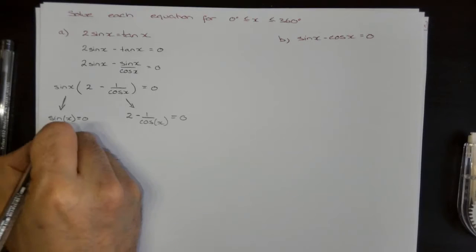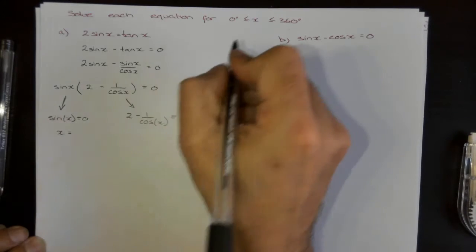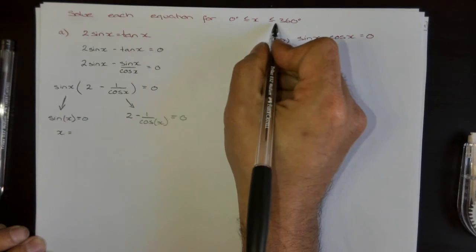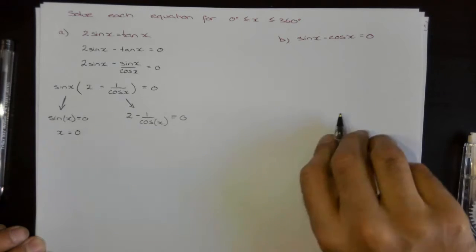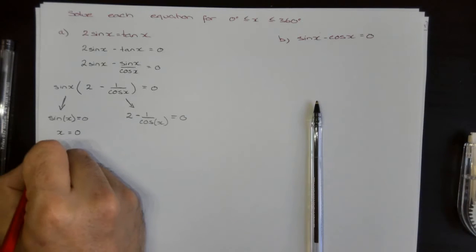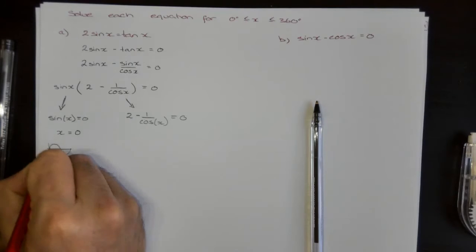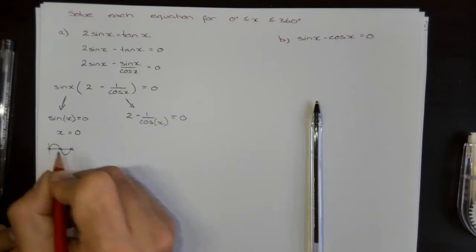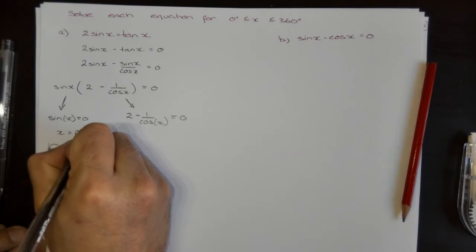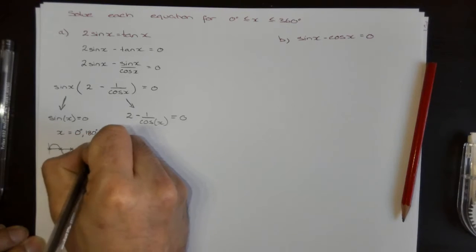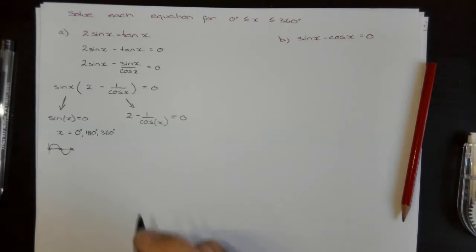So, where is sine of x equals 0? Well, we're in degrees, so that's going to happen at 0. If we look at the graph again, it's going to happen at 0, 360, and 180. So 0 degrees, 180 degrees, and 360 degrees. Okay.